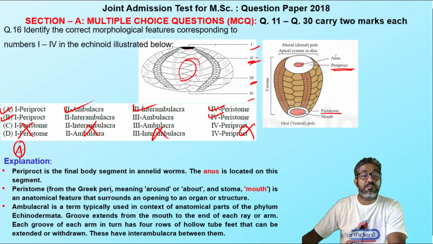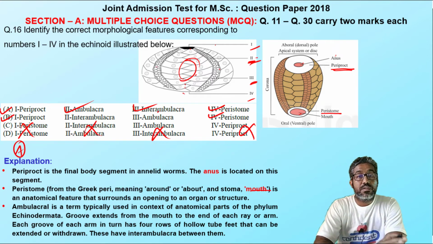From the Greek, peri means around or about, and stoma means mouth. So this is related to the mouth. This is my mouth, so this is peristome. See, this question is not technical. You have to mug up, you have to remember the feature.